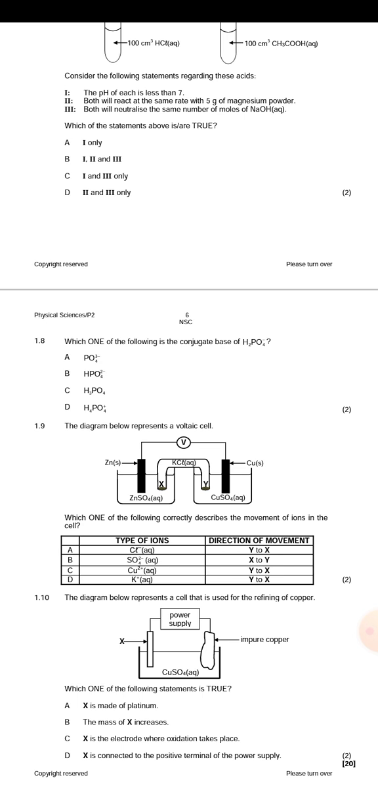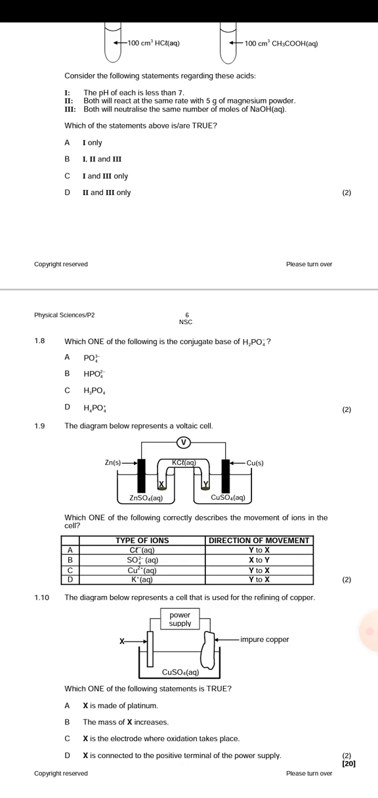1.9, the diagram below shows a voltaic cell, that is a galvanic cell. Which one of the following correctly describes the movement of ions in the cell? Are we concerned with zinc and copper? Okay, movement from one cell to the other, Y to X. Well, anything with copper has to be wrong, or anything with zinc, right? So those are definitely wrong.